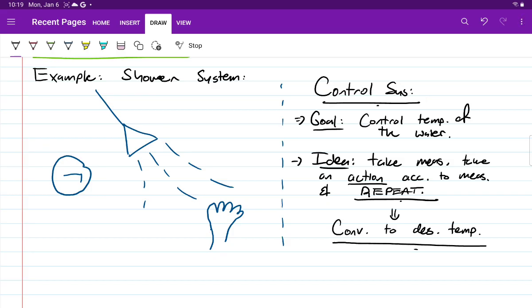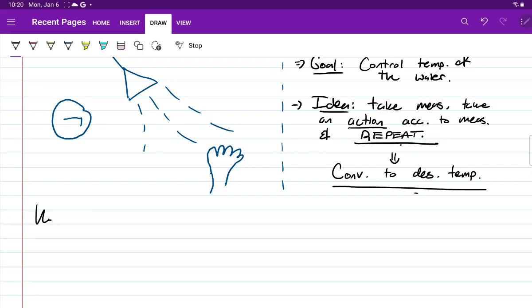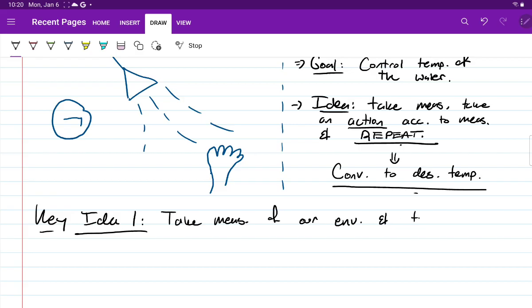What we're doing here is using feedback about the current state of our environment, which we measure by sticking our hand into this water, to control the state of the environment. We're using the measurement we have of the shower water temperature to take some sort of action as to how we should change the water temperature. So this is key idea one of control: we take measurements of our environment and take actions that depend on those measurements.